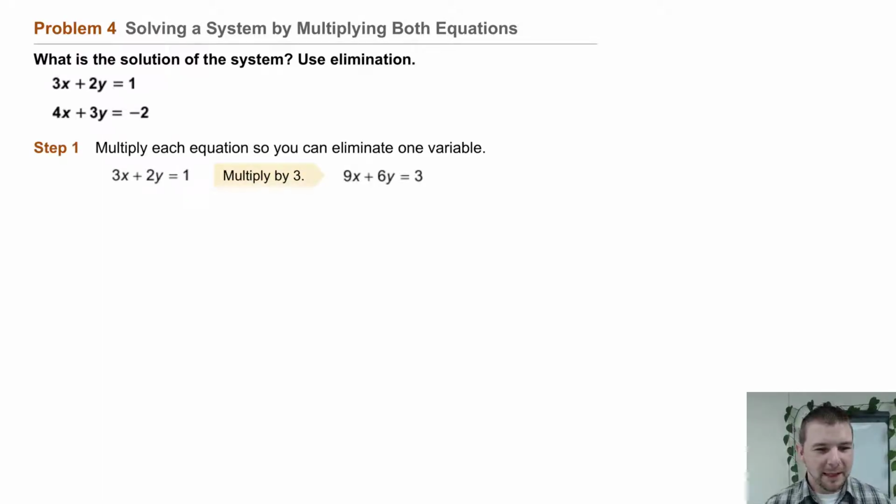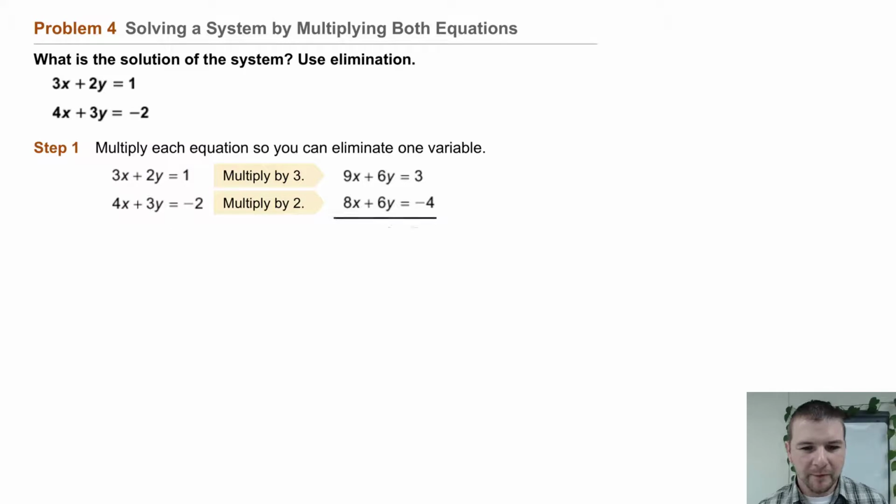3x plus 2y equals 1. If we multiply that by 3, well, then we do get 6y's, and 6 is a multiple of 3, which we see 3y's in the second equation. So we multiply the first equation by 3, and we get 9x plus 6y equals 3. We multiply the second equation by 2 in order to get the same number of y's. We end up now with 8x plus 6y equals negative 4.